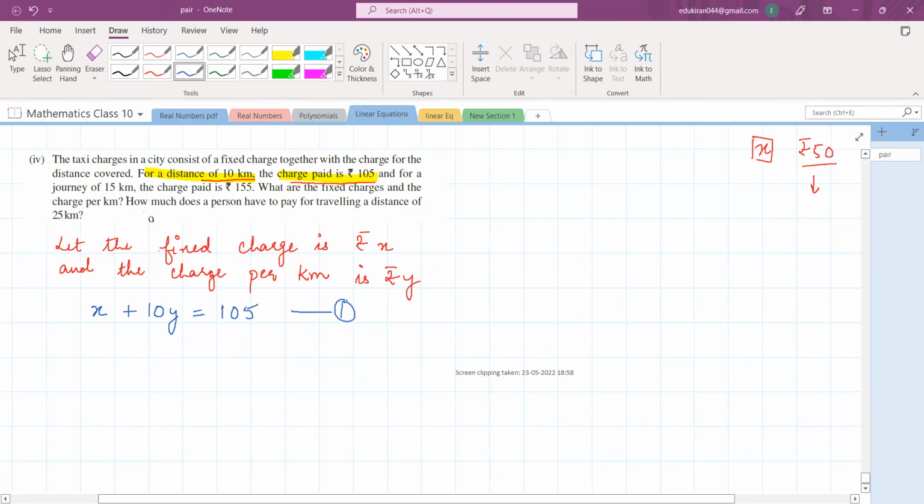And for a journey of 15 kilometers, the charges paid is this. So fixed charge will always be there, plus the 15 kilometers he has traveled, and then he paid a total of rupees 155. Right? Now, what are the fixed charges and the charge per kilometer? All of you will start solving it and tell me quickly what is the value of X and Y.